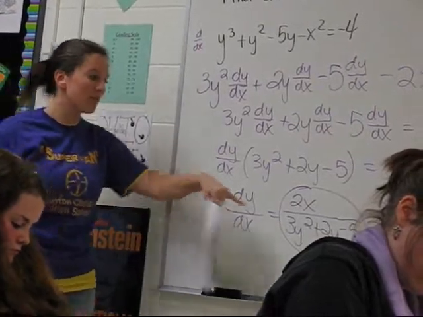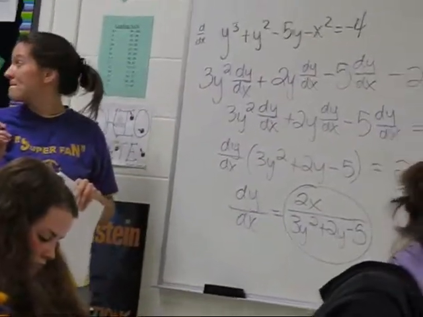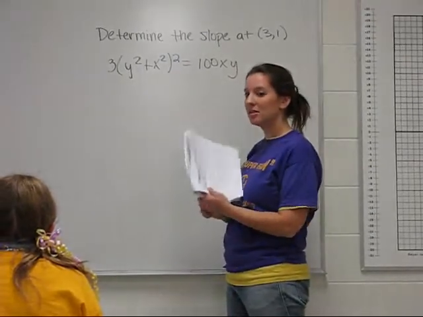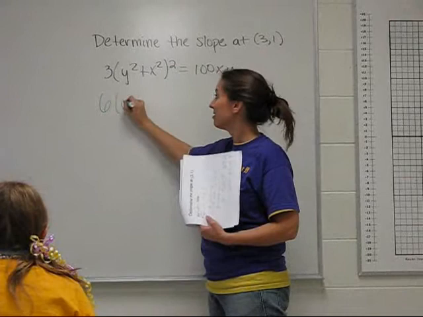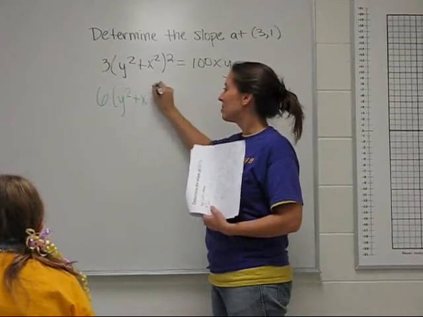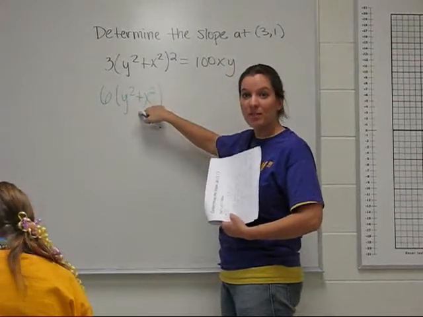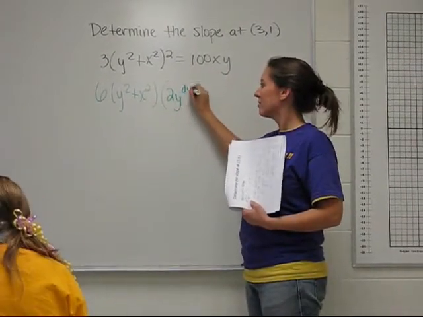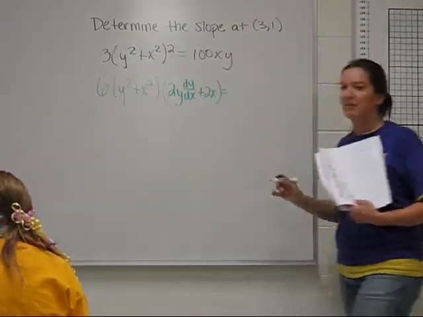So now we know the derivative is this. Okay, yeah. 3 something squared, the derivative of 3 something squared is 6 something to the first, times the derivative of the something. Oh man, 2y dy over dx plus 2x. That's so frustrating.